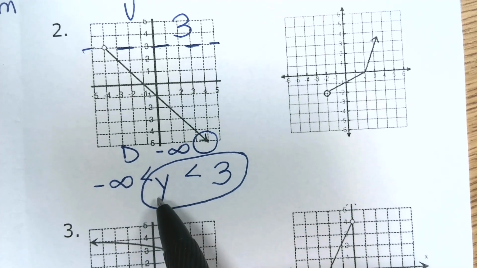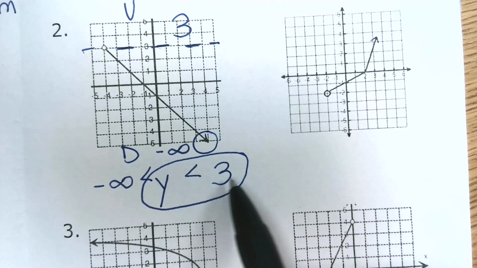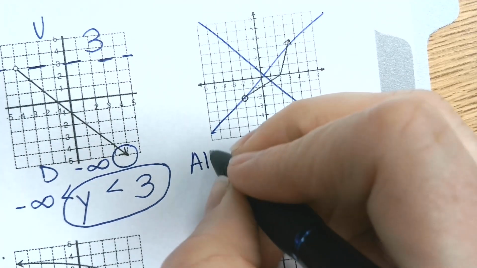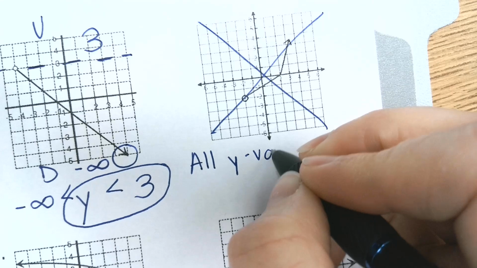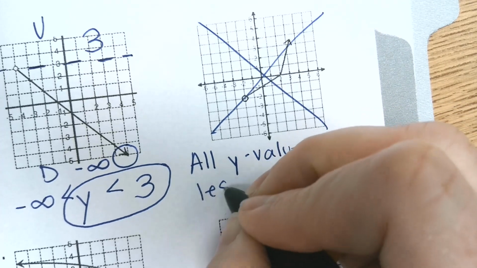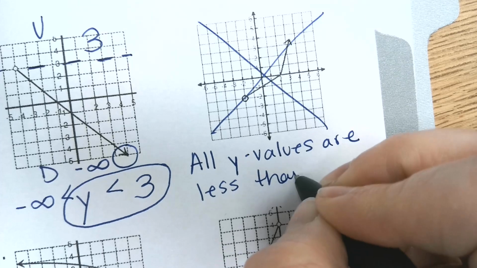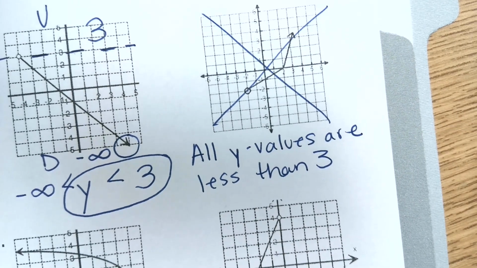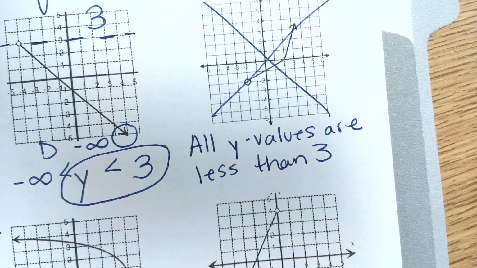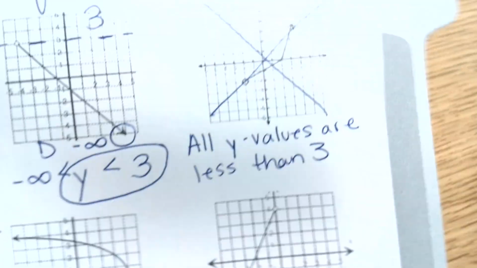So what this means is all the y values are less than 3. That's what we're going to write. We're not going to do this one. So let's write all y values are less than 3. So they're smaller than 3. So they could be at 2.5. They could be at 1. They could be at 0. They're everything less than the 3.